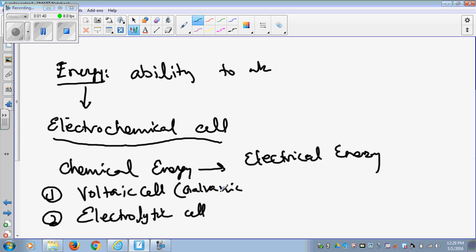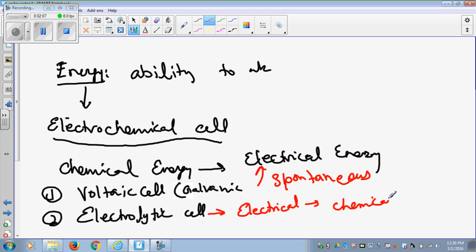As far as the voltaic cell is concerned, it is going to convert the chemical energy into electrical energy. It is going to do this job by a spontaneous reaction. The electrolytic cell is going to convert electrical energy into chemical energy by a non-spontaneous reaction. You would have to provide the energy for that. You would have to provide the battery to make this reaction work. It will not work on its own. Whereas the voltaic cell or galvanic cell will work on its own, and it will convert the chemical energy into electrical energy.